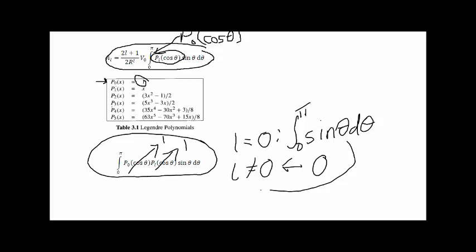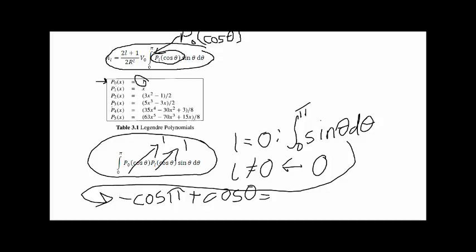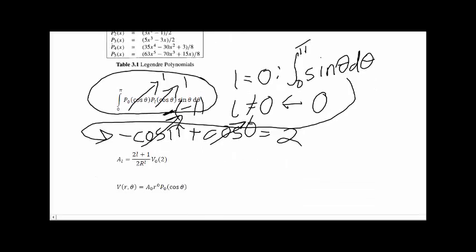Integrating that, just bring it down over here. When you integrate it, you're going to get a negative cosine pi plus a cosine 0, and that's going to equal 2. So that's negative of negative 1, and this one here is just going to go to 1. You're going to use that, plug that back into here. There it is right there.